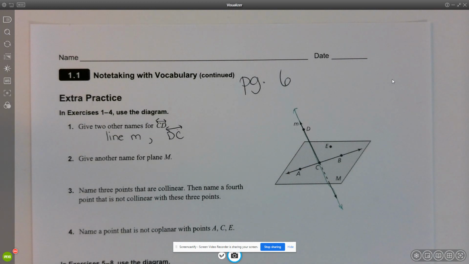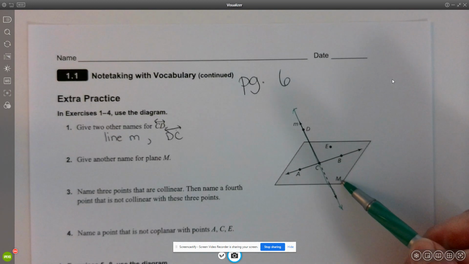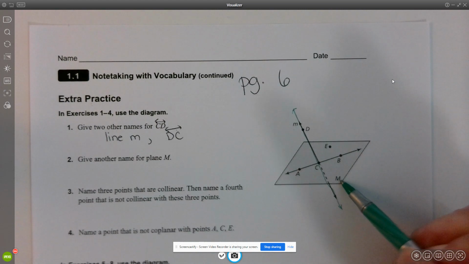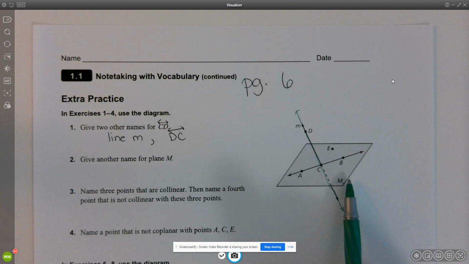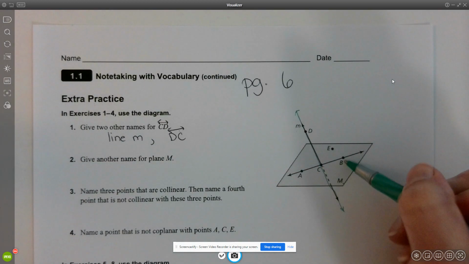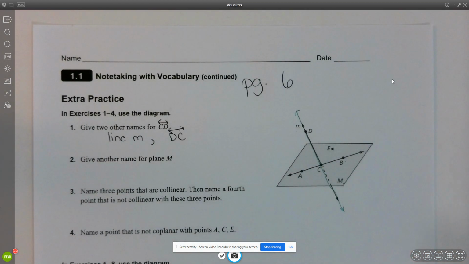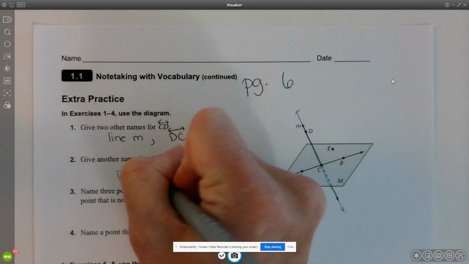In number 2, it wants us to give another name for plane M. Plane M is this plane here. It has an uppercase M to name it. Remember, to name a plane, we need 3 points on the plane that do not lie on the same line. So I could use any 3 points on this plane. I could use E, C, and B because those 3 do not lie on a line. So I could call plane M plane ECB.